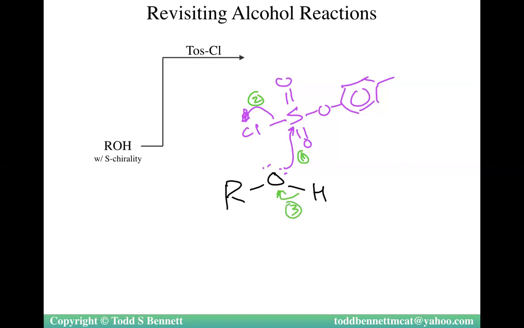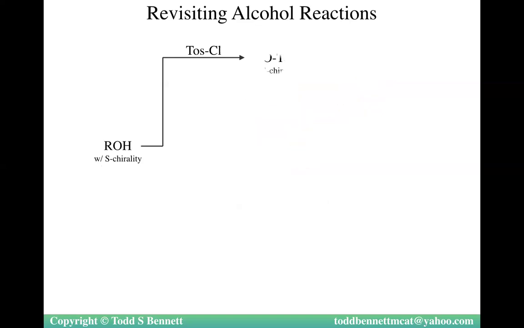And in the end, you end up with, instead of an OH, this bulky group. But notice this chiral center, if it was S to begin with, will stay S because you have not changed the priorities. It's still the exact same groups that you had before. Okay, so just get rid of that picture and tell you that you end up with RO with a tosylate group instead of an H, and it retains its chirality.